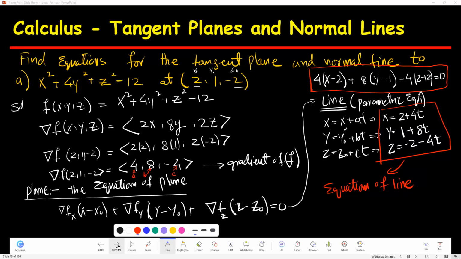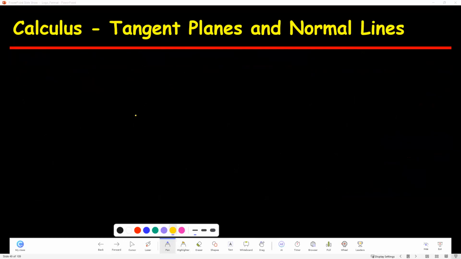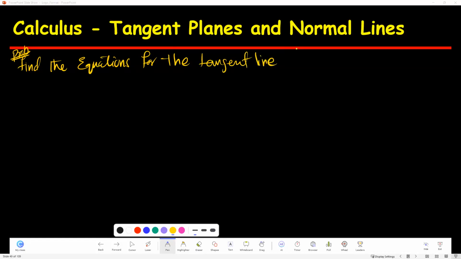Let's take a look at another problem. So your tangent line, tangent plane and normal line.